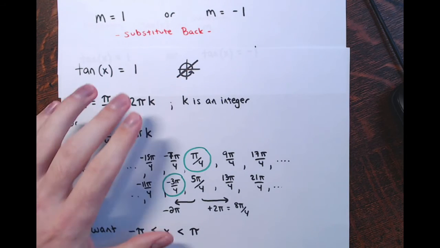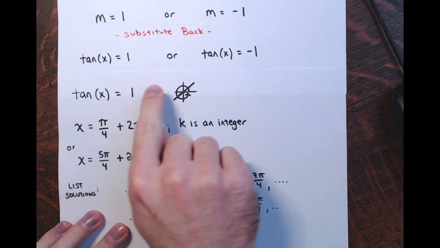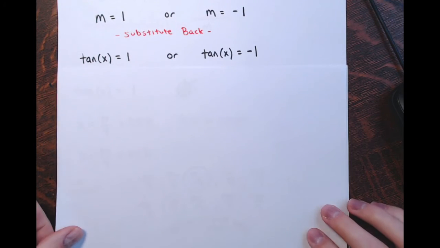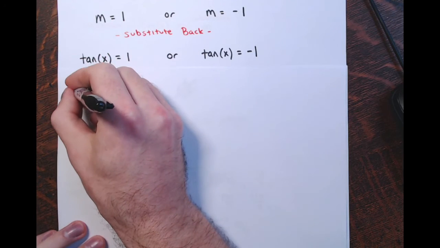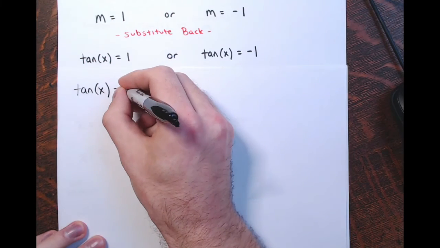Alright, so I'm going to do the same thing for the other equation. That was the tangent of x equals 1. What about when the tangent of x equals negative 1? I'm doing the same thing, looking at the other equation. When is the tangent of x equal to negative 1?